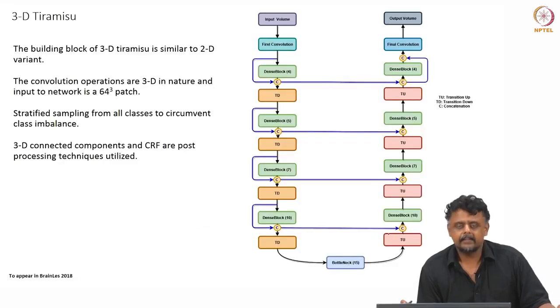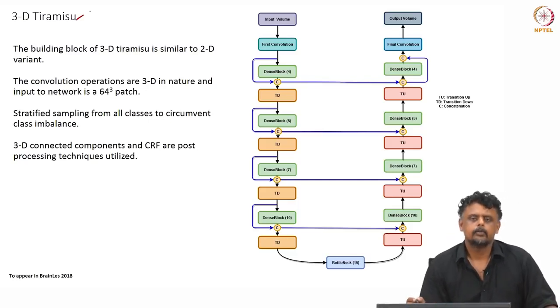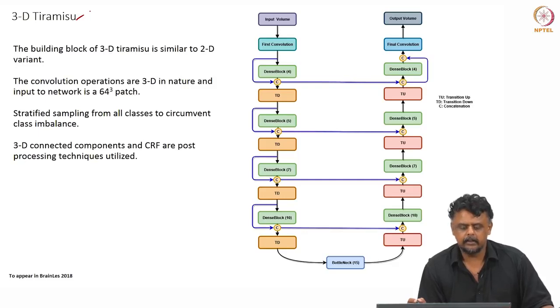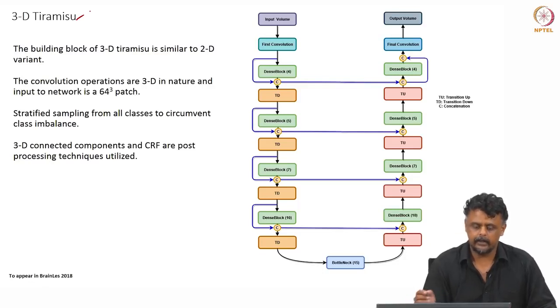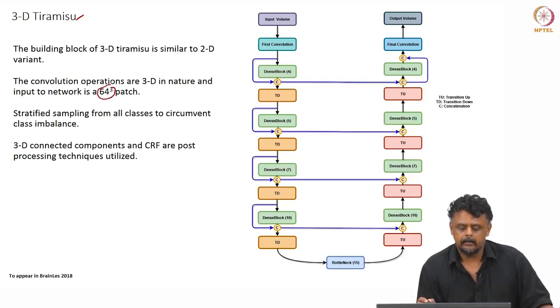A variation of that, not just in the sense of using 3D patches, is the 3D Tiramisu network. Okay. The building blocks are very similar to the 2D variant, however, the patches are 3D in nature. So, instead of using the entire 2D volume as input, you take 64 cube patches as input and you try to predict all of them in one pass through the network. Okay.